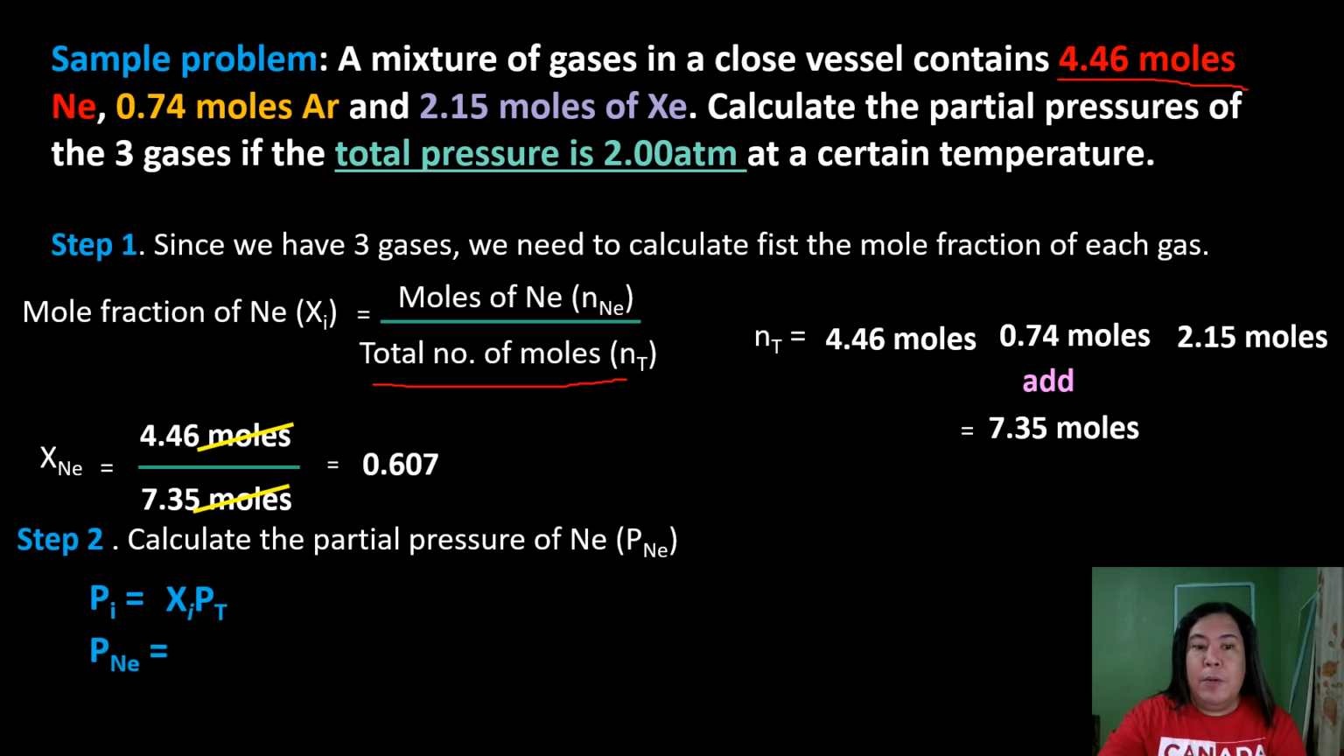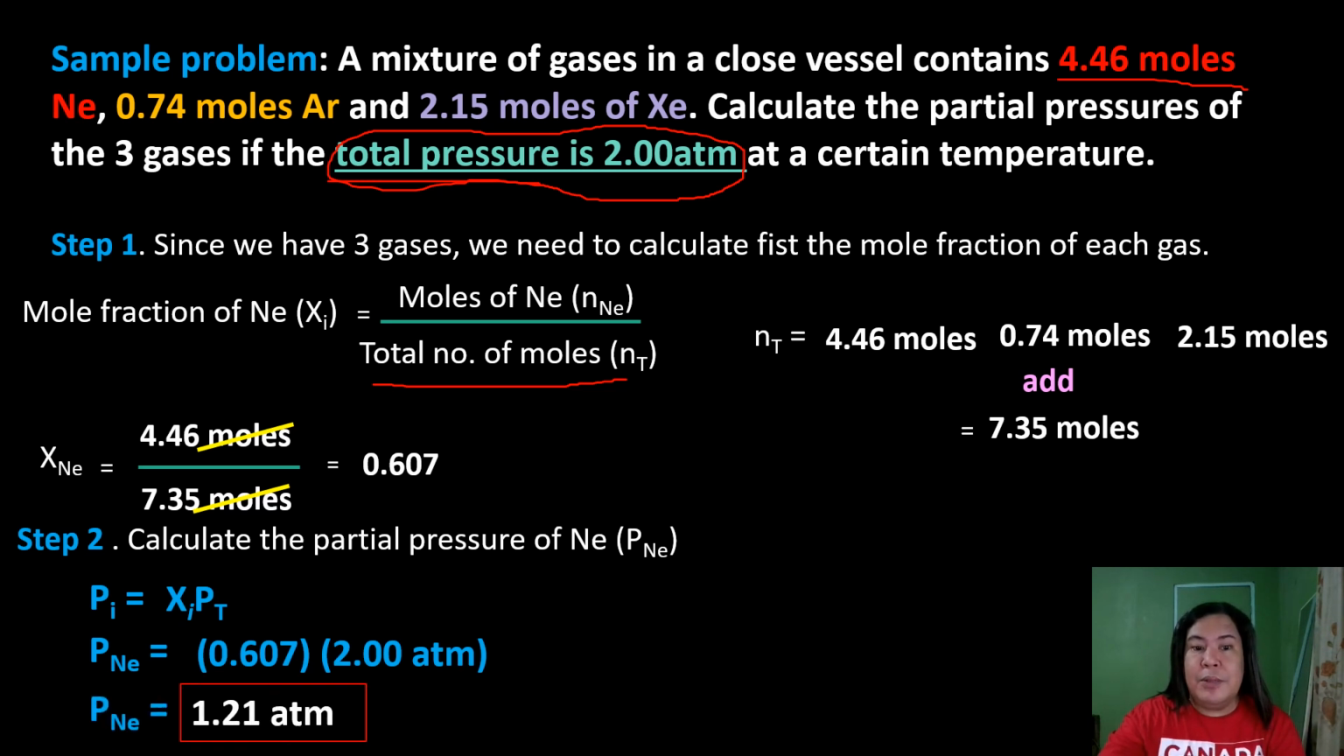Then step 2 is to calculate the partial pressure of neon using this equation. The partial pressure of neon is equal to the mole fraction of neon times the total pressure, which is given in the problem as 2.0 atm. Multiply that and you get the partial pressure of 1.21 atm. Do the same with argon and xenon.